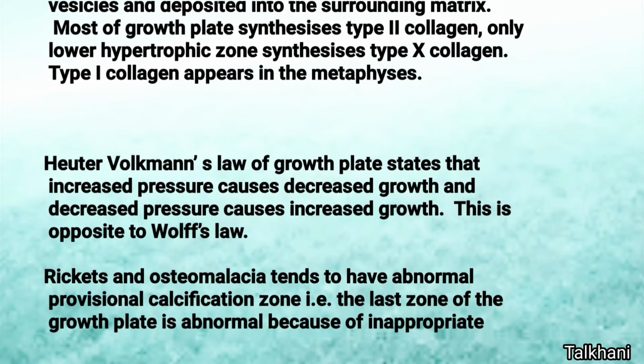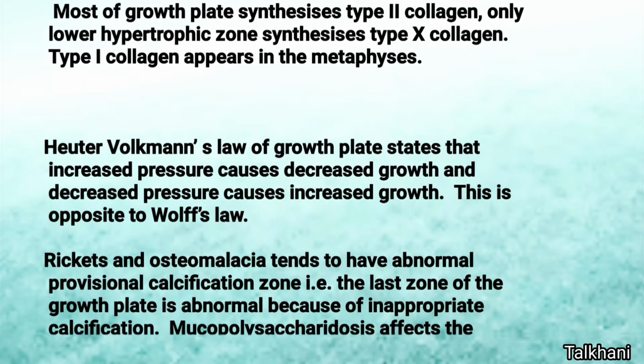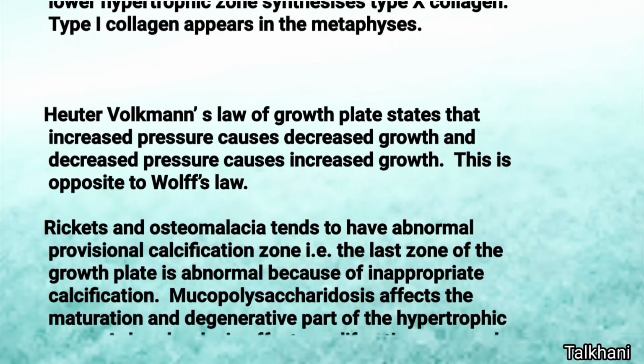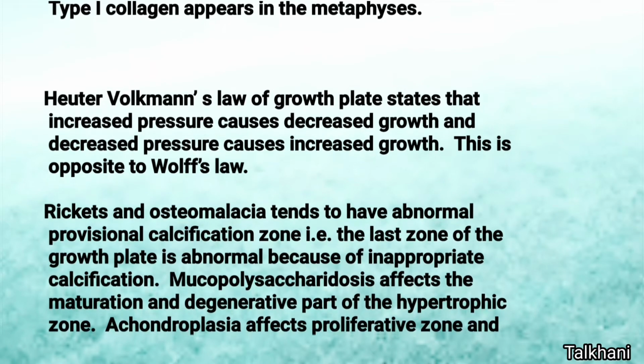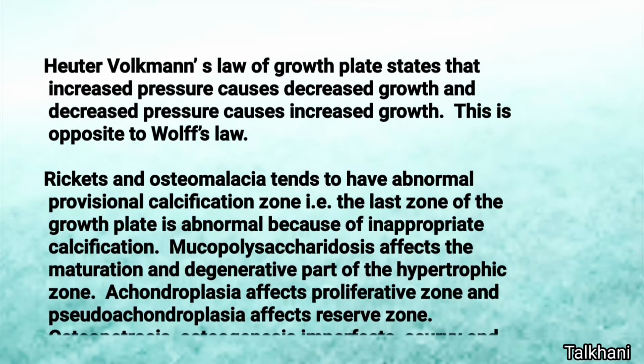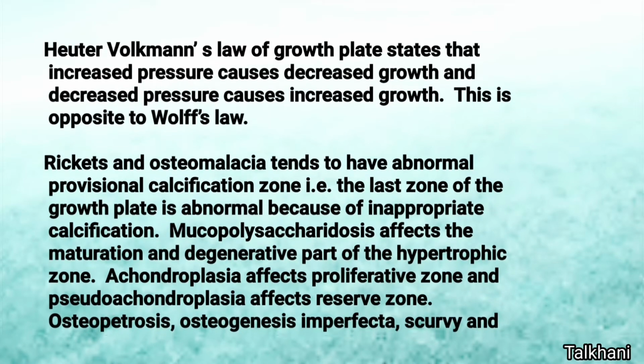Achondroplasia affects proliferative zone. Pseudoachondroplasia affects reserve zone. Osteoporosis, osteogenesis imperfecta, scurvy, and metaphyseal dysplasia affect the secondary spongiosa zone of the metaphysis.